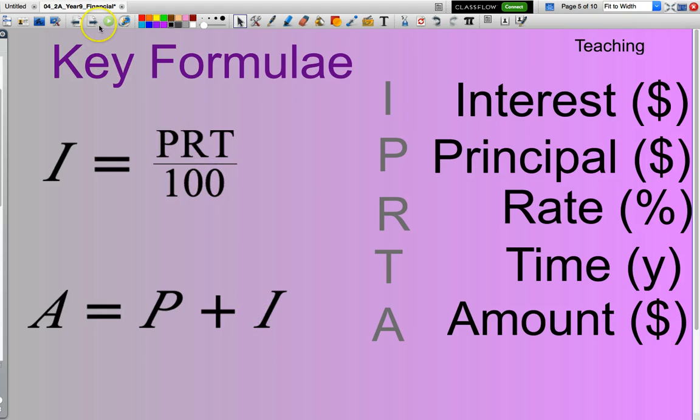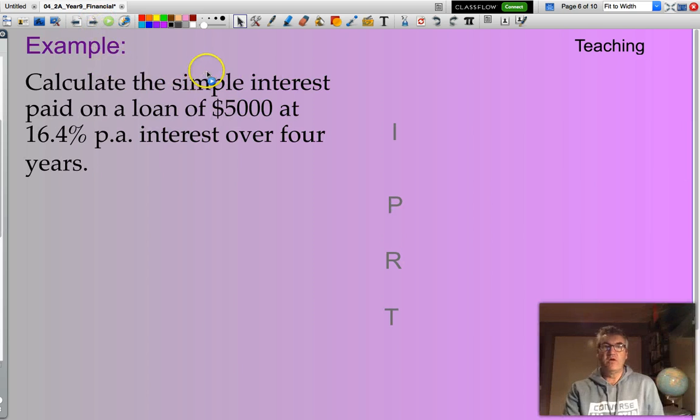Okay, I'm going to move on to the two examples that we're going to work through now. Example 1: calculate the simple interest paid on a loan of $5,000 at an interest rate of 16.4% PA. PA means per annum, or per year. So 16.4% interest over 4 years. I will use this formula: I equals P times R times T divided by 100.